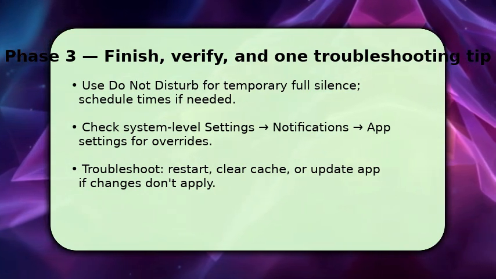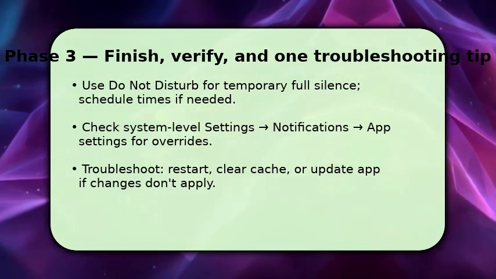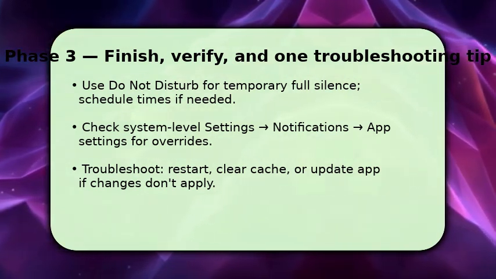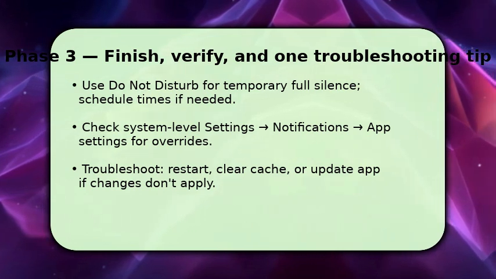If notifications keep appearing, restart your phone, clear the app cache, and update the app. If that fails, reinstall. These final checks ensure your notifications stay hidden.